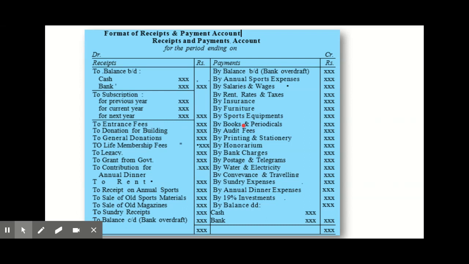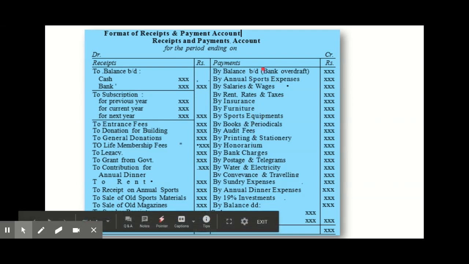So on the payment side, we are recording both the capital payments and the payments which are of revenue nature. Whether it is relating to the current year, the future, or the previous year, that is also recorded on the payment side. So all payments are recorded, whether of revenue nature or capital nature.